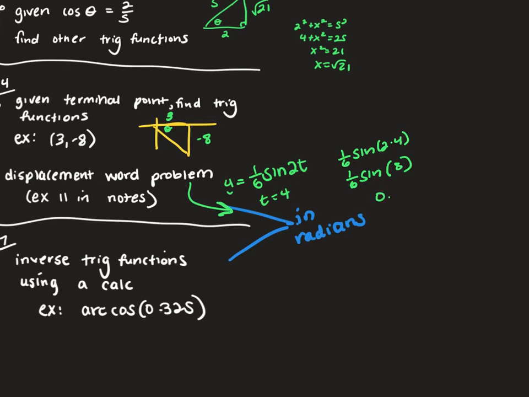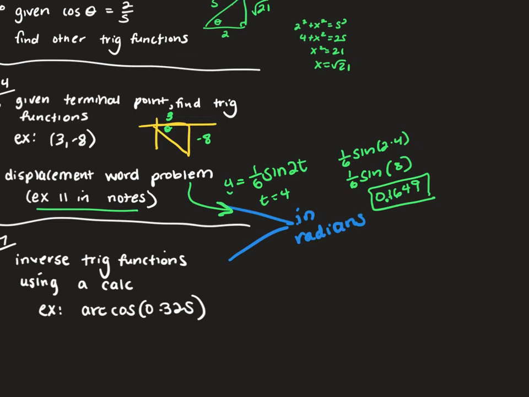And I get 0.1649 if I rounded it to 4 decimal places. Again, it will tell you what to round to, so just be careful. That is example 11 in the notes because that's not on the review PDF. So if you need to review it, make sure you go back. That was example 11 in the notes, and then I think there was one in the homework on the website.